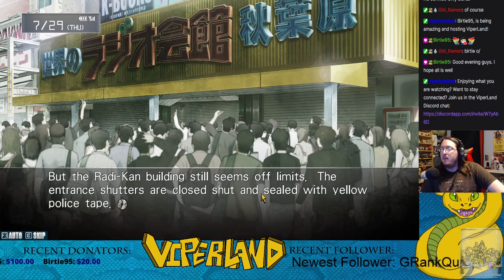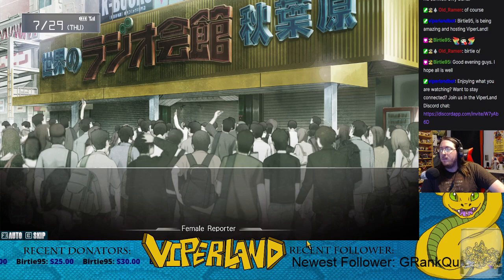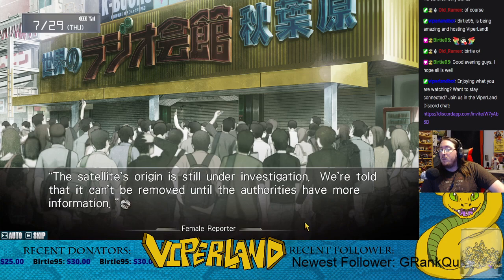But the Radicon building still seems off limits. The entrance shutters are closed shut and sealed with yellow police tape. We're here now in Akihabara, the day after the unexplained satellite crash. The police barricade has been lifted and a tremendous number of people have gathered in front of the station. The satellite's origin is still under investigation. We're told that it can't be removed until the authorities have more information.